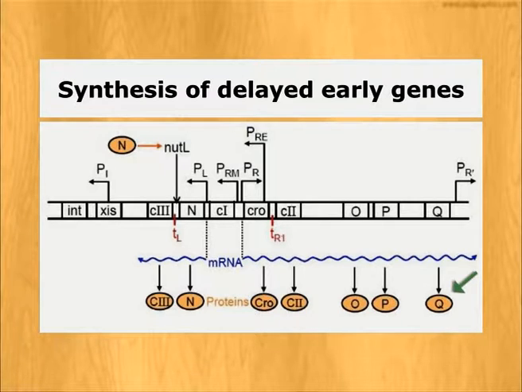Now, Q protein again acts as an anti-terminator. How does it act? Q protein is responsible for promoting transcription from the promoter PR prime, which is the promoter for late genes. All the late genes, that is, the genes encoding structural proteins, are encoded in this region. Now, when RNA polymerase, E.